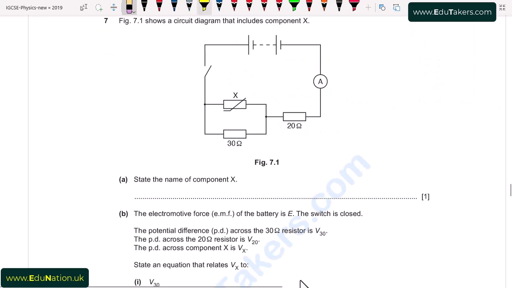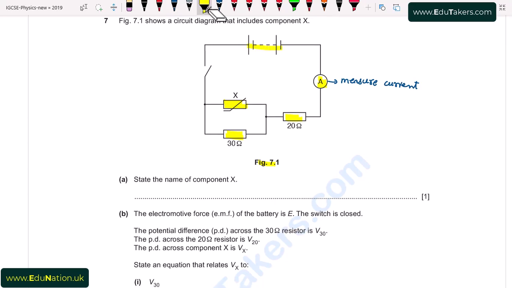Question number 7. Figure 7.1 shows a circuit diagram that includes component X. In the figure 7.1, there are different components. We can see that the 30 ohm resistance is in parallel with component X, and this parallel combination is in series with a 20 ohm resistance and an ammeter. Ammeter is a device that is used for the measurement of current. And there is a battery connected here.